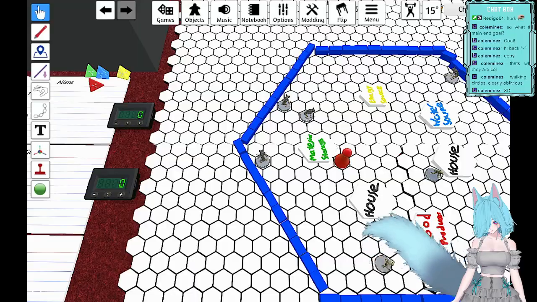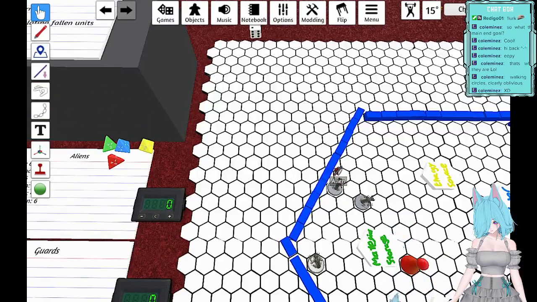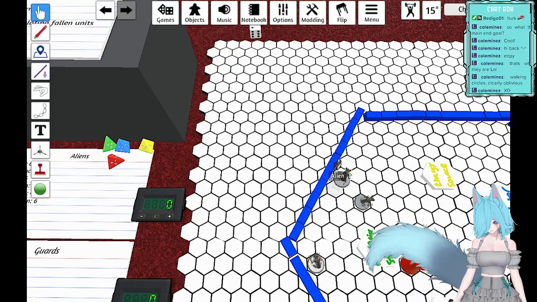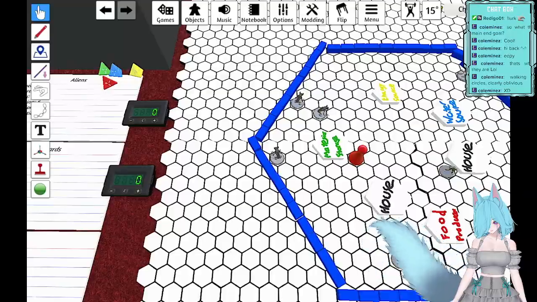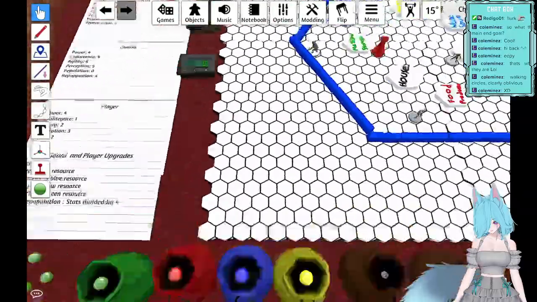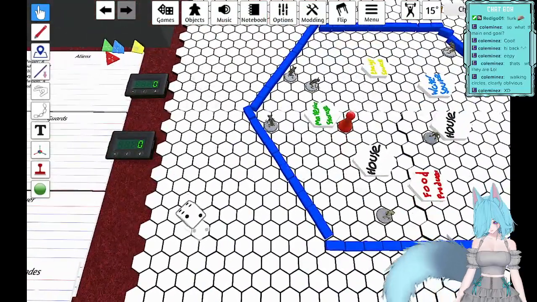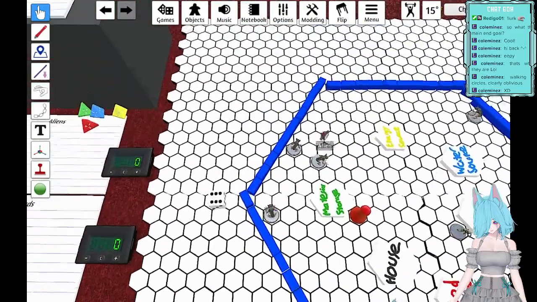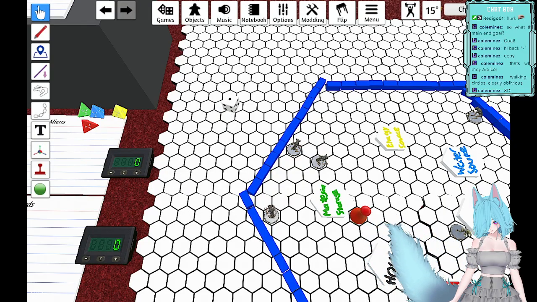We moved this one, we moved this one, this one is still... Oh wait, did we? No, we moved him. We didn't move this one. Oh. He actually does see the wall, right? Yeah, because they have high perception. You can't go there, my dude. Okay.